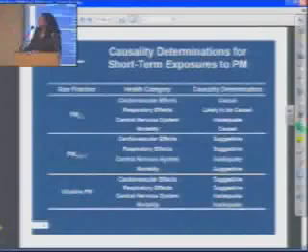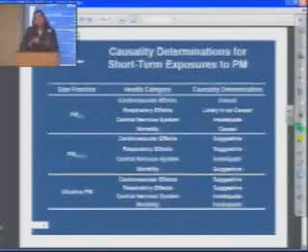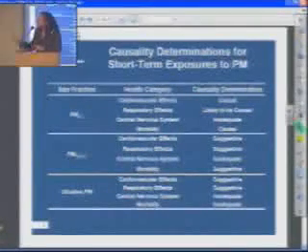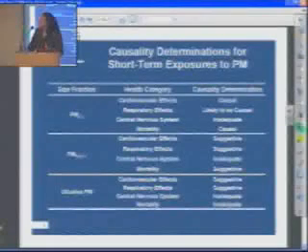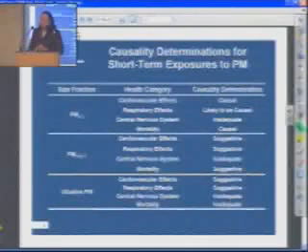So the first one is our causal determinations for PM2.5. And here in this case, we determined that the relationships were causal for cardiovascular effects and mortality, likely causal for respiratory effects, and it was difficult to determine for central nervous system effects. So this growing body of evidence has now drawn a conclusion of causal.